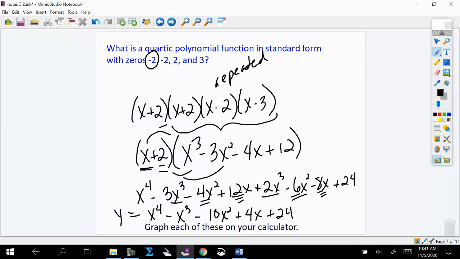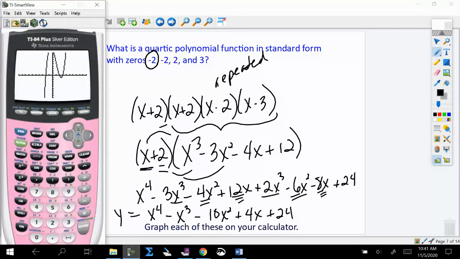So I'm going to take a look at what this looks like on the calculator. So this was the one before it. Now I'm going to go in and I'm going to type in this one. So x to the fourth minus x to the third minus 10x squared plus 4x plus 24, hit graph. And you're still going to see that the graph touches or crosses the x-axis at -2, at +2, and 3.